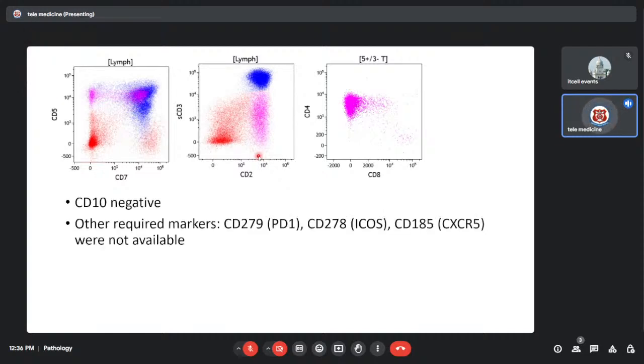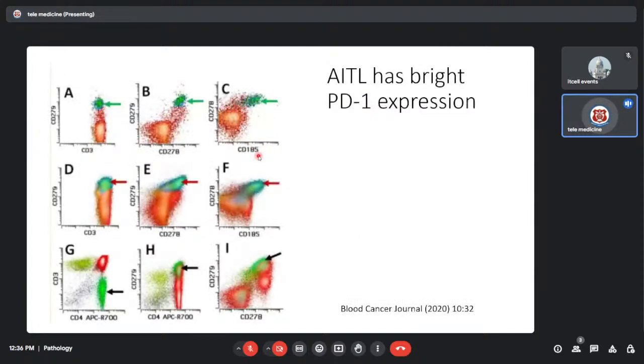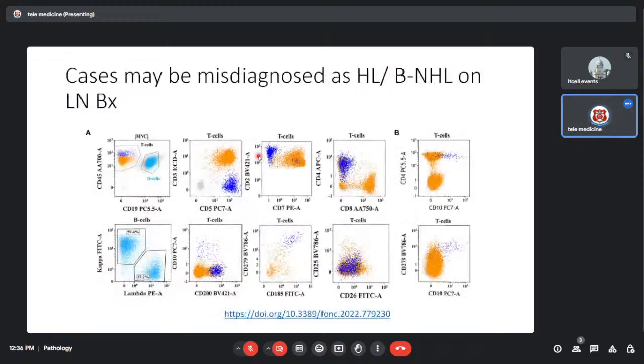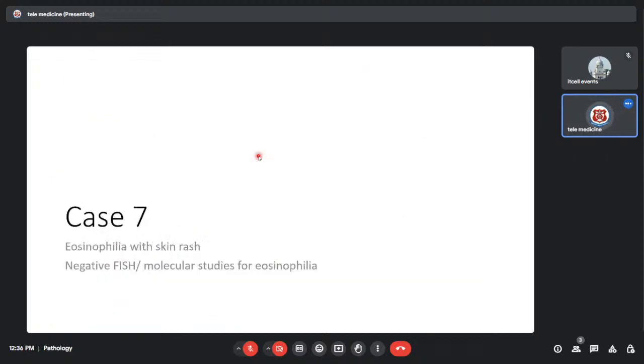At that time we did not have all these other markers, CD279, CD278, CD185. These 4 markers are called T follicular helper cell markers, the TFH markers, and you need 2 or more than 2 markers to be positive to call it a case of AITL. However, we gave it a possibility of AITL keeping in mind the total picture. So this is an example of AITL where you have expression of CD185, CD278 and CD279. And this is from Prashant's paper.